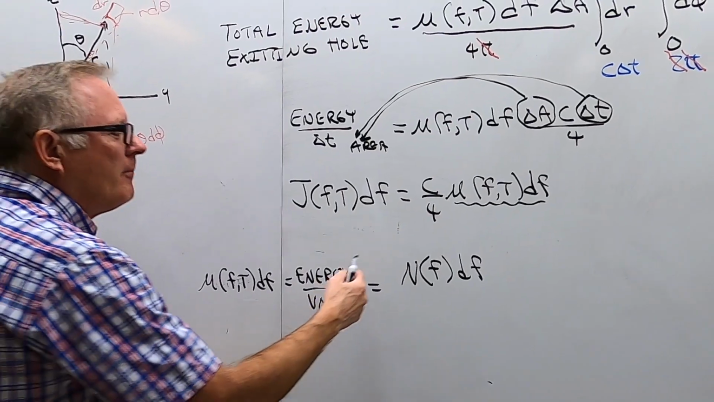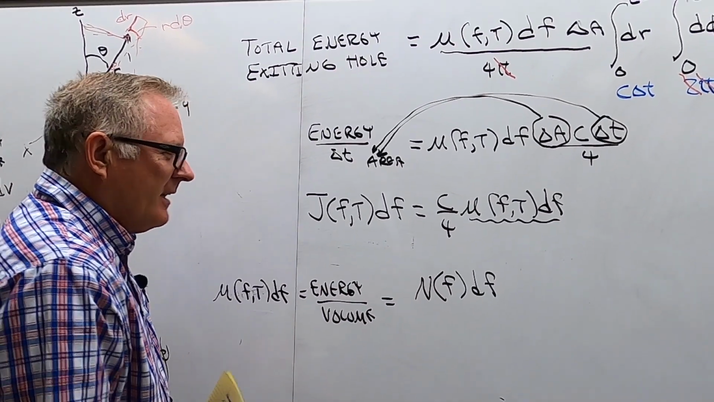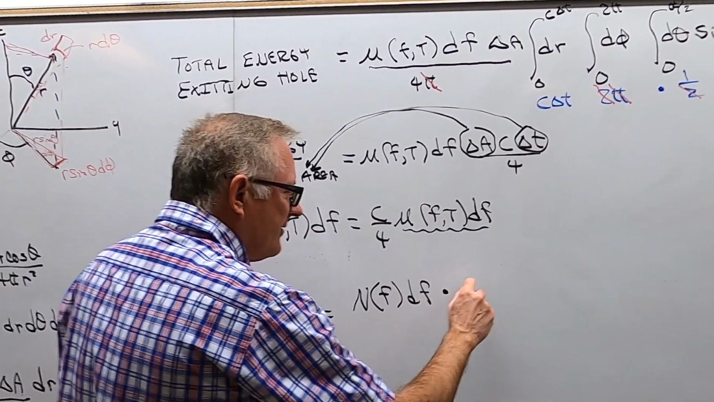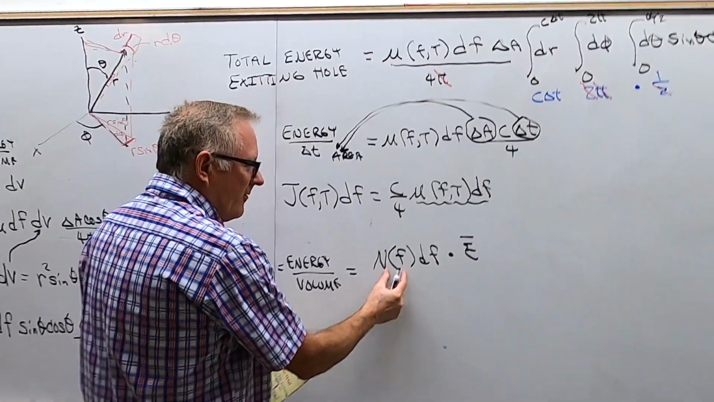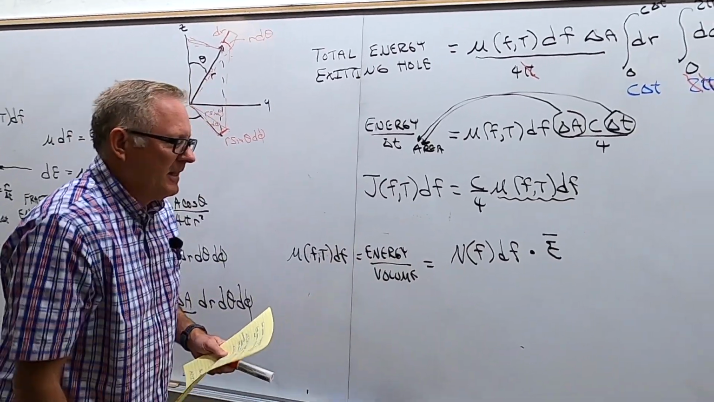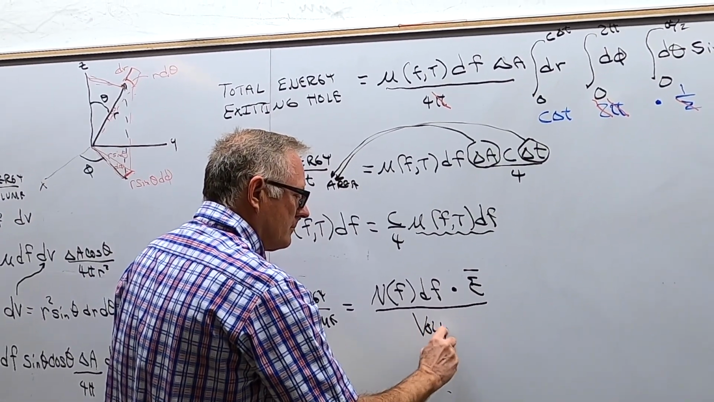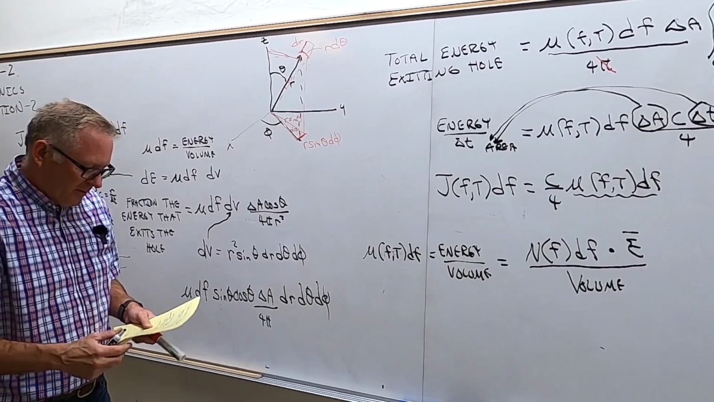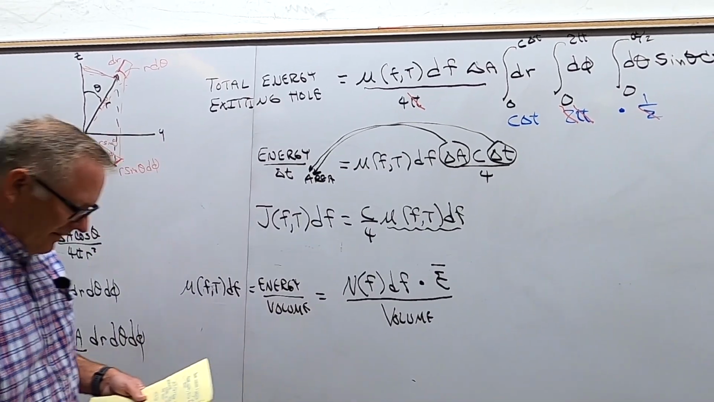So this is how many oscillators you have at each frequency times, remember this has got to be an energy, the average energy of those oscillators. The number of oscillators times the average energy gives me the energy, and then divided by the volume. Okay, so now I just broke it up into smaller pieces. I just need to calculate what this is, what that is, and what that is over there.